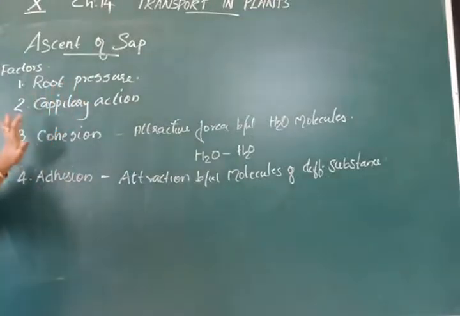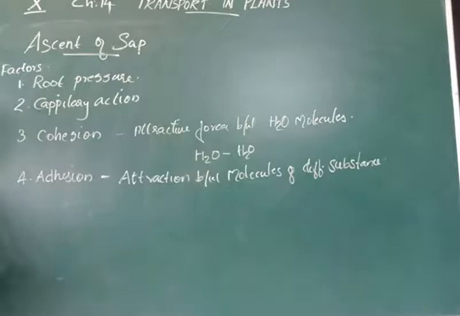So root pressure, capillary action, cohesion and adhesion are the main factors that the upward movement of water and minerals from root to different parts of the plant depends upon. Okay, so these are about ascent of sap. With this we are completing our chapter 14, that is transport in plants.